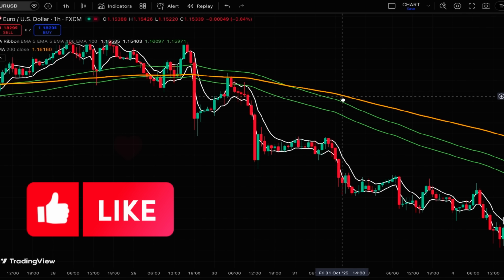Alright, we're also done with the settings of this EMA, and now let me teach you how you can find accurate buy or sell signals based on these exponential moving averages with the settings that we made.